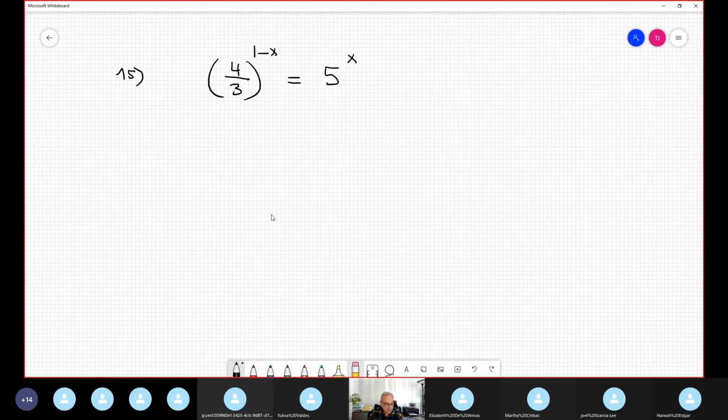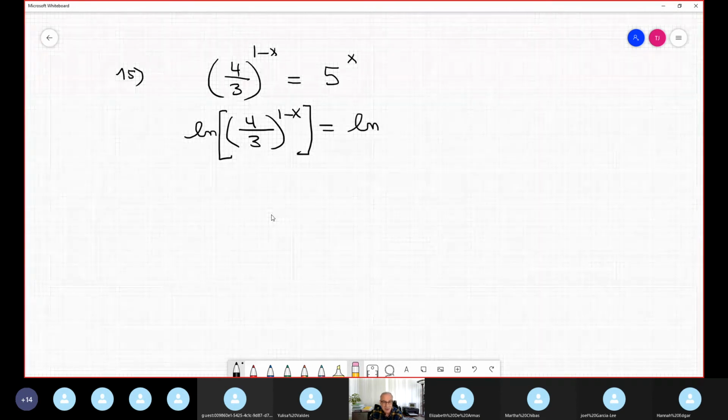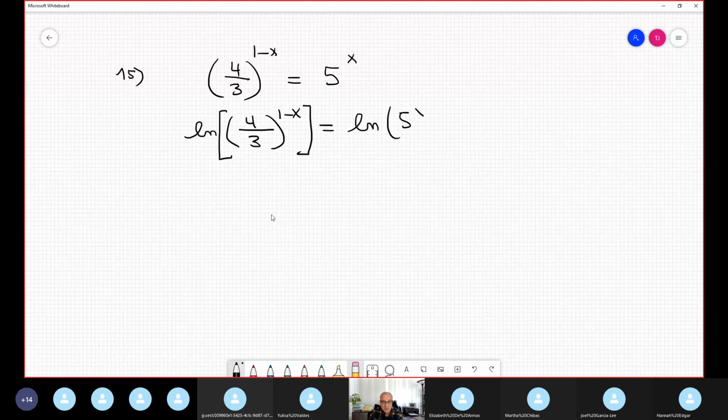Now, basically, you apply logarithm to both sides. In this case, I want to apply natural logarithm. In real life, you apply the logarithm that you consider better for you, but I want to say natural. It's exactly the same. This doesn't change. You apply natural logarithm to both sides.